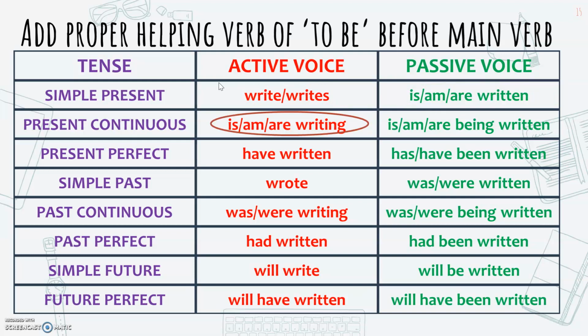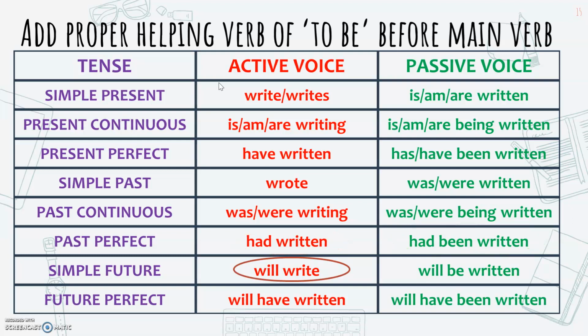In present continuous tense, is, am, are writing will become is, am, are being written. For present perfect tenses, have written will become has, have been written. For simple past, wrote, was, were written. For past continuous, was, were writing will become was, were being written. For past perfect, had written will become had been written.